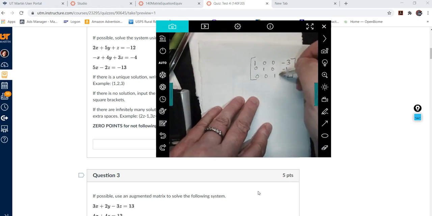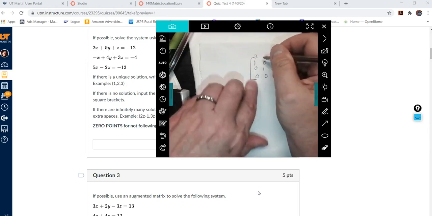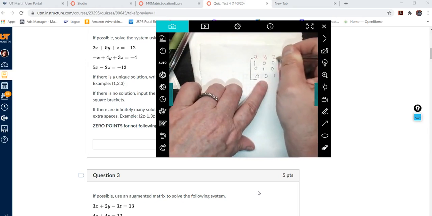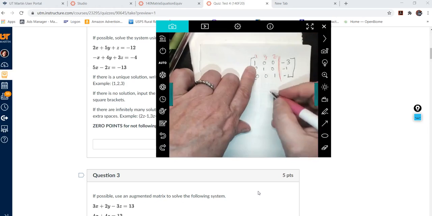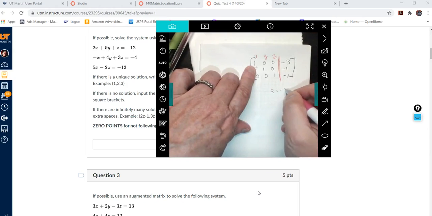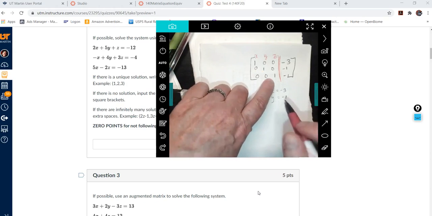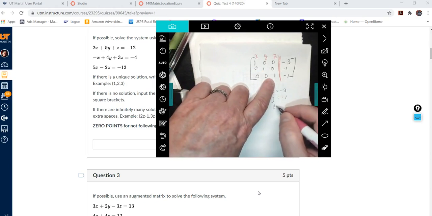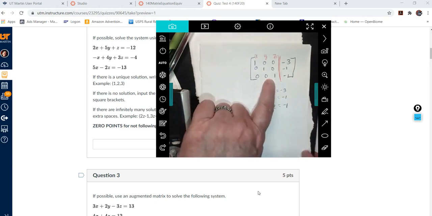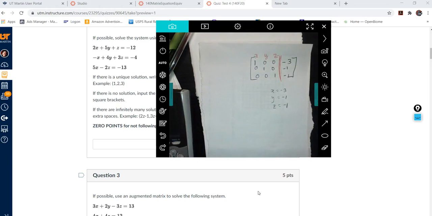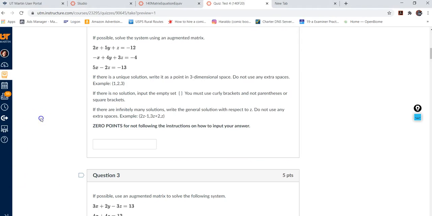Okay, so again, that's my column for x coefficients, y, and z. So the first column tells me that x is equal to negative 3. The second column tells me y is equal to negative 1. And the third column tells me z is equal to negative 1. Okay, so I have a unique solution.